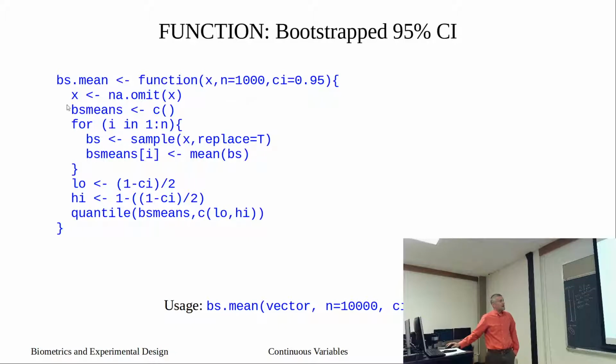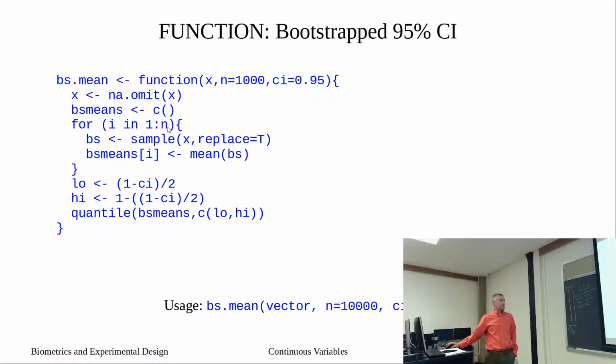All right, so once we removed all of our missing data, then what we're going to do is create an empty vector called bs_means. That's what I called it. And then I have my loop. So for i in 1 to n, the default is 1,000, we can modify it. The first thing we're going to do is sample our vector with replacement, get a new vector called bs, and then take the mean of that vector and save the mean in row i. And then it's going to loop over and over and over again until we have n number of rows.